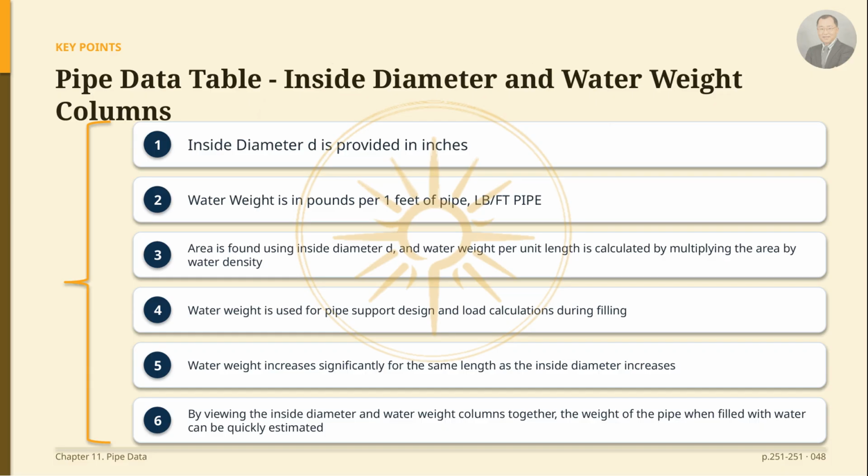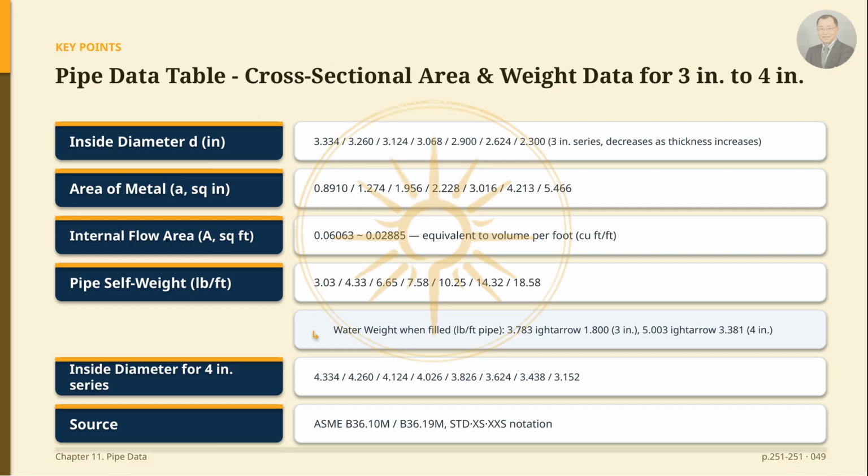As the inside diameter increases, the amount of water contained increases even for the same length, significantly increasing the water weight. Therefore, referring to both columns together allows you to quickly estimate the weight of the pipe when filled with water. This slide contains cross-sectional area and weight data for 3 inches to 4 inches piping based on ASME B36.10M and B36.19M specifications. It shows the correlation where the inside diameter D decreases and the metal cross-sectional area increases as the pipe wall thickness increases.